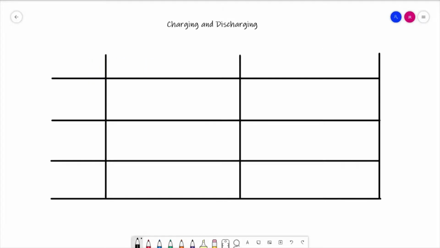So just to bring a lot of that together and to give you an idea of which equation we've got to use for which situation, we'll just have a quick summary table. So we've got charging and we've got discharging.